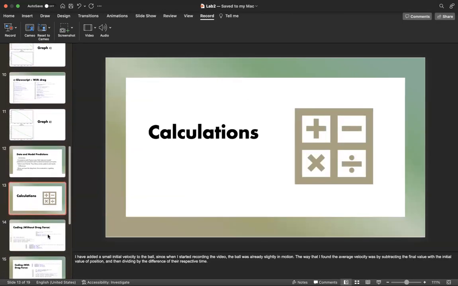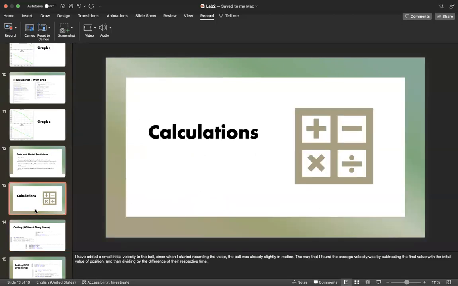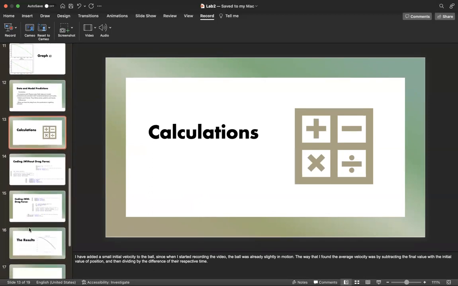So for the calculations, I have set my initial velocity to be minus 0.45 since I started the recording after I had let the ball fall. I also used the update formula for both the velocity as well as the position. I found the average velocity by subtracting the initial value of position from the final value and then dividing by the difference of the respective time.